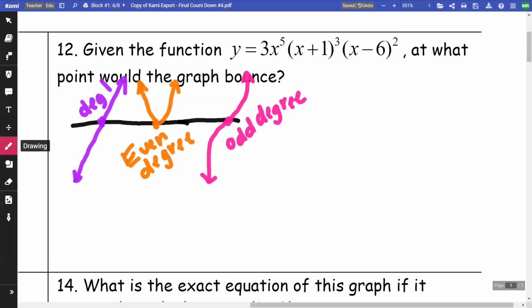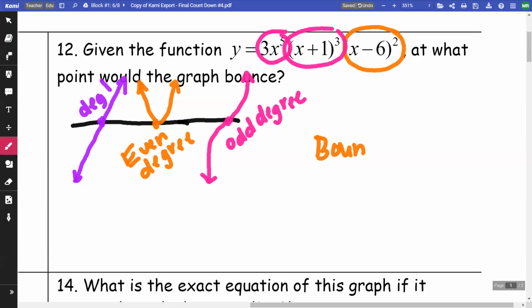So the bounce is going to occur here. Again, this one here and this part here would look like the pink, where they're going to be curved and go through. The square is going to look like the orange in my graph below. So it's going to bounce at 6, 0, because that's what makes that 0. That's where it is.